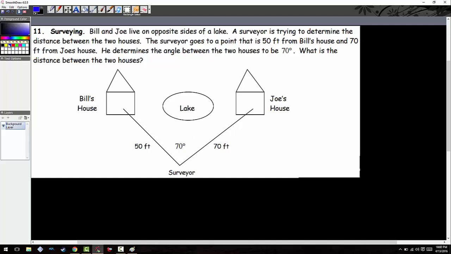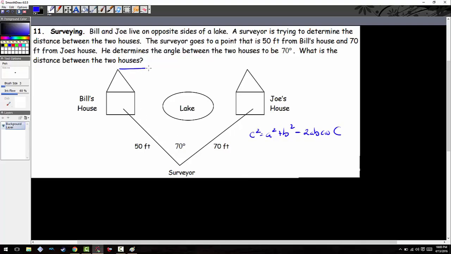Alright, so my law of cosines dictates me to use some variant of this formula. Whoa, that's not what I wanted to do, right here. C squared equals A squared plus B squared minus 2AB cos C. Some variant of that, okay? So let's read this problem. Surveying. Bill and Joe live on opposite sides of the lake. A surveyor is trying to determine the distances between the houses. The surveyor goes to a point 50 feet from Bill's house and 70 feet from Joe's house, determines the angle in between the two houses to be 70 degrees. What is the distance between the two houses?